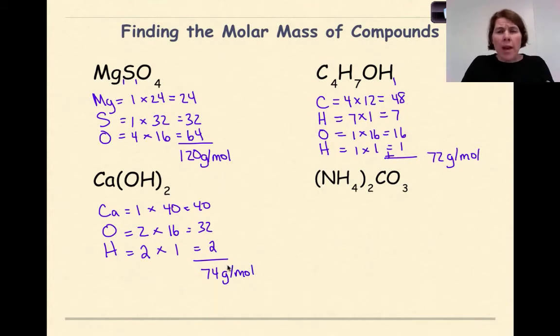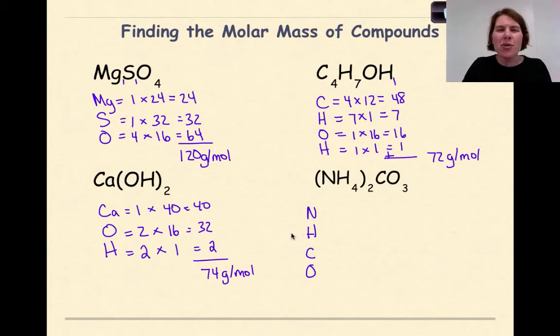Because these are all molar masses, the mass of 1 mole, this literally means 74 grams over 1 mole of the substance. The last one that I'm going to do is a little bit more complicated. We have ammonium carbonate here. So again, I'm going to list my elements: nitrogen, hydrogen, carbon, and oxygen.